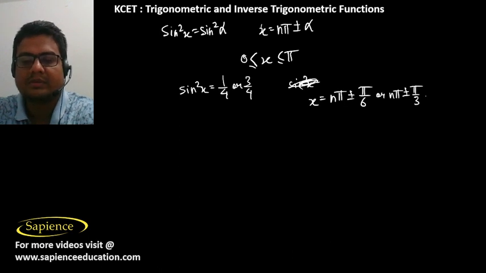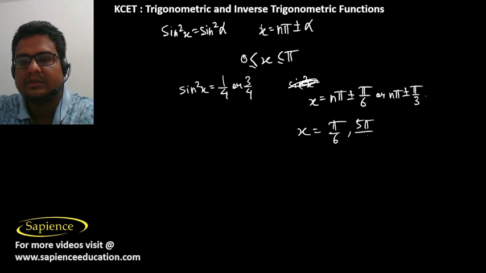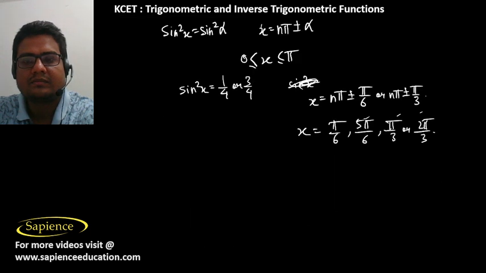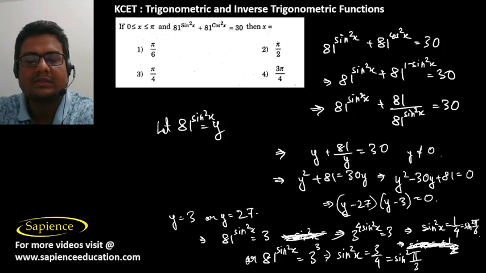From 0 to pi. So it means that x can be equal to pi by 6 or pi minus pi by 6, that is 5 pi by 6, or it can be pi by 3 or pi minus pi by 3, that is 2 pi by 3. So out of this any value it can have. So in the options only pi by 6 is given, so option 1 is the correct answer.